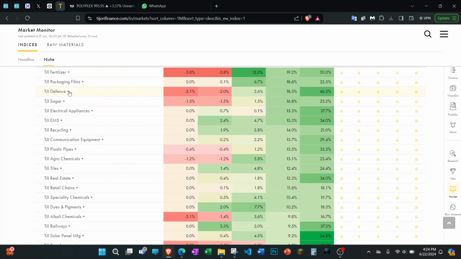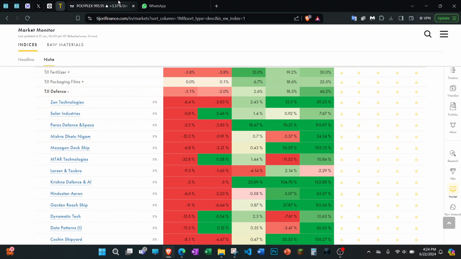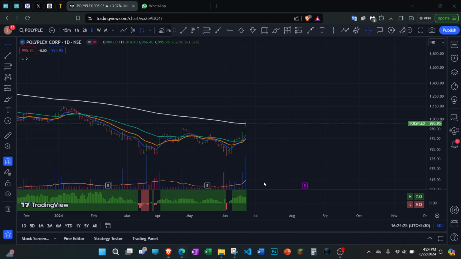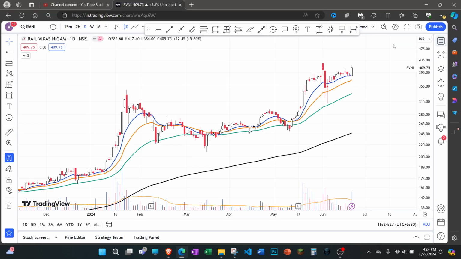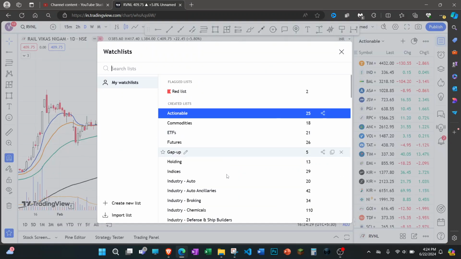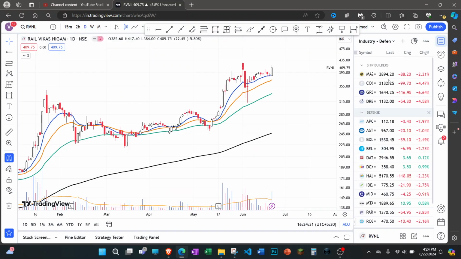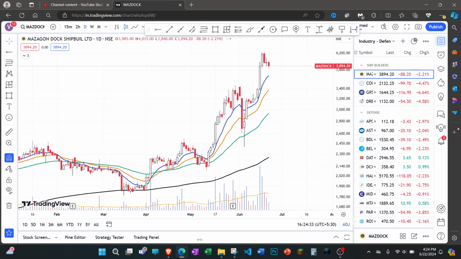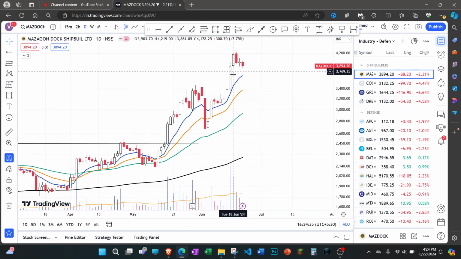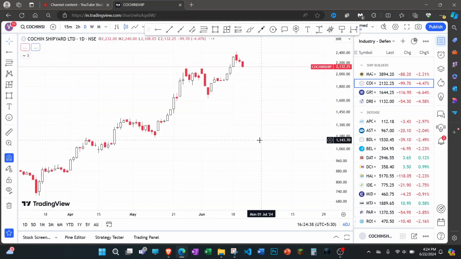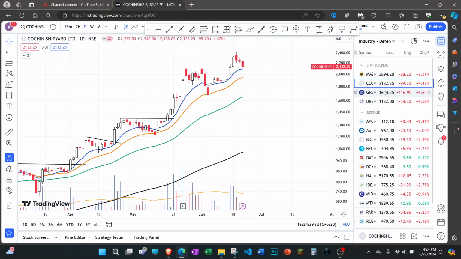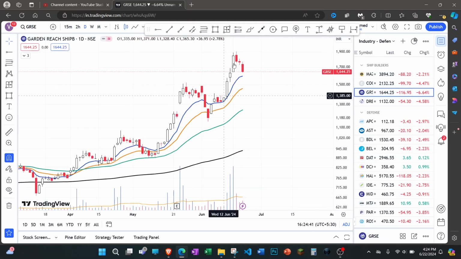Similarly, if you look at defense, it was already in a very good upswing. And if you just go through the defense stocks, I already have a watch list for this. So if I just show you the defense names, right? You can clearly see how well they performed over the last week. Just see how beautifully most of the stocks belonging to this sector gave a very strong move. You can clearly see. Let's look at these candles.